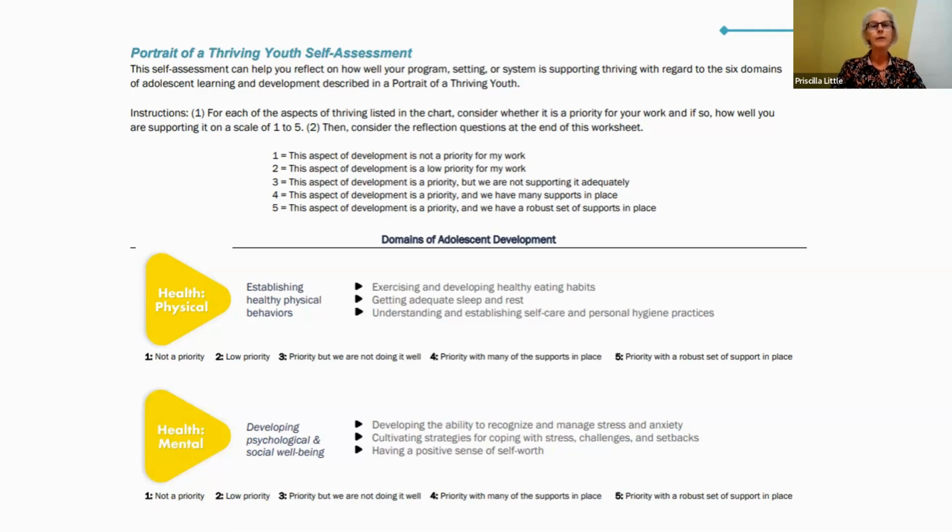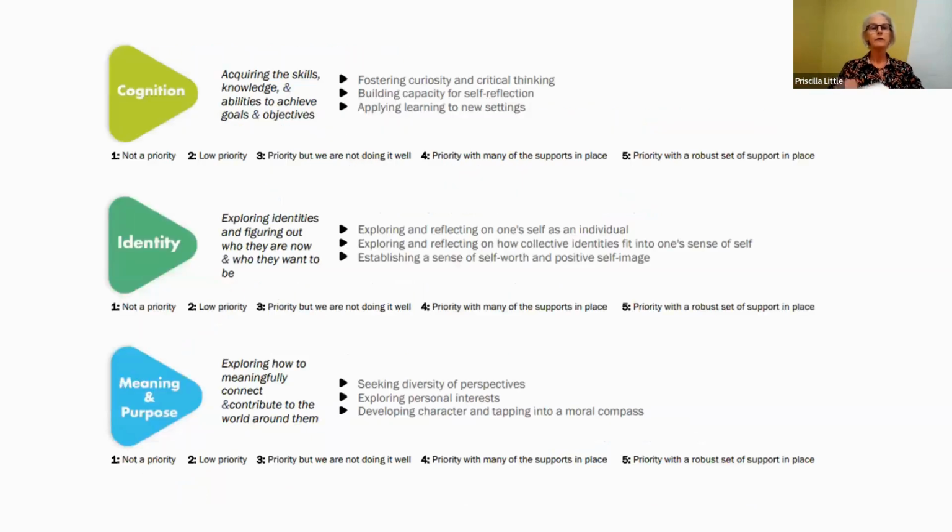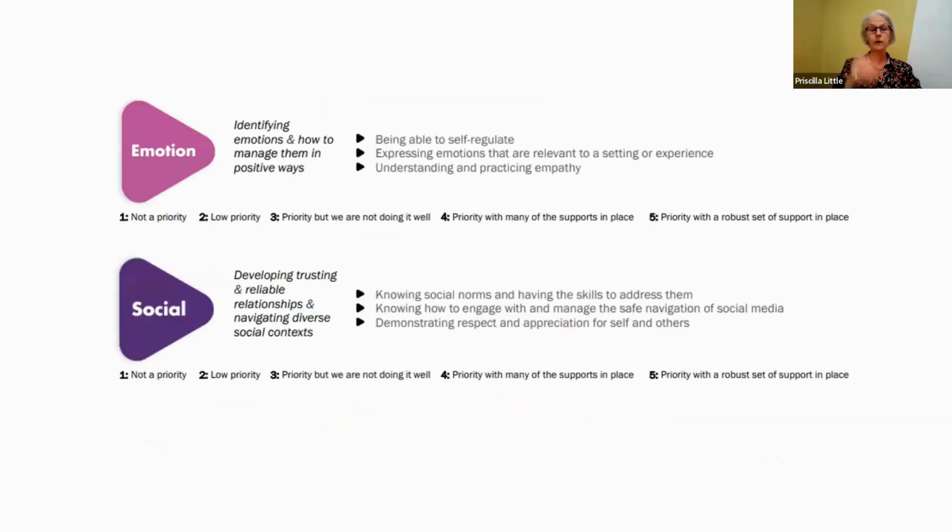So for example, for healthy physical development, establishing healthy physical behaviors, and we just pulled a few constructs: exercising and developing healthy eating habits, getting adequate sleep and rest, understanding and establishing self-care and personal hygiene practices, and then reflect on, that's not really a priority for me, or, it's a priority, but we're really not doing it very well, or, it's a priority and we really haven't nailed it. And so you can just scroll through the next couple of slides, Abby, to show that we've done this for each of the domains. And there's a link to this on the landing page of the portrait, which I know will be shared at the end of the webinar.